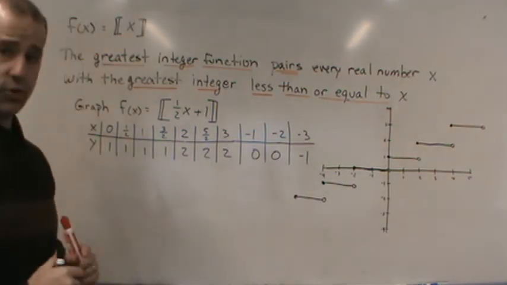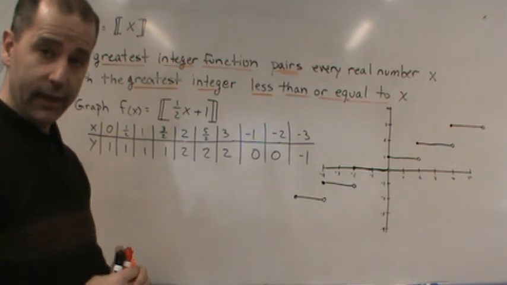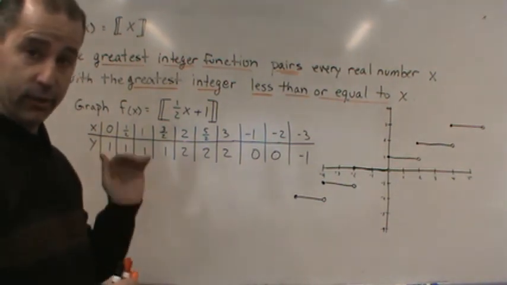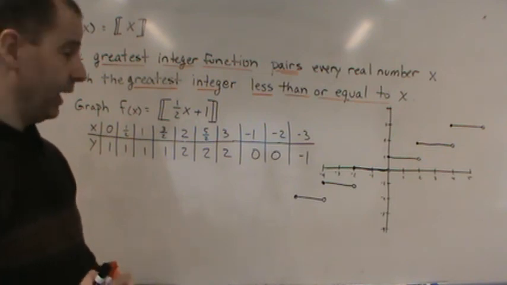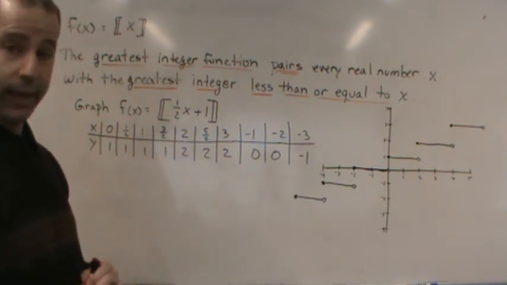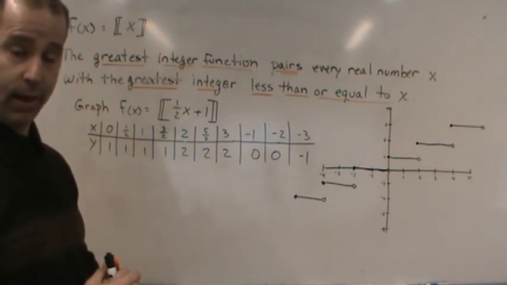Okay? So as soon as you have a couple of steps drawn, you can see the pattern, and it's going to stay the same, and you can just draw it out. Okay? And that is how you handle a greatest integer function when you're asked to graph it.